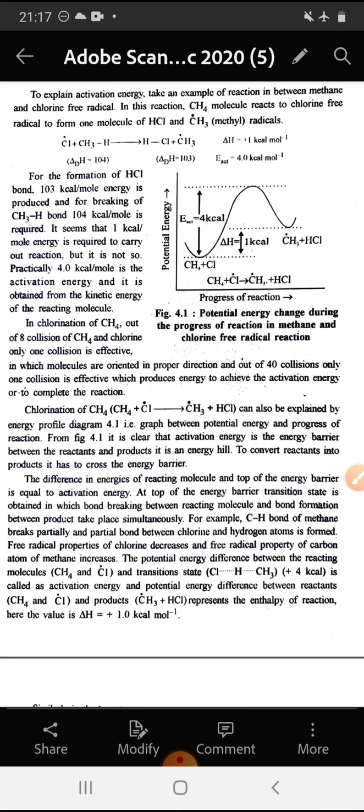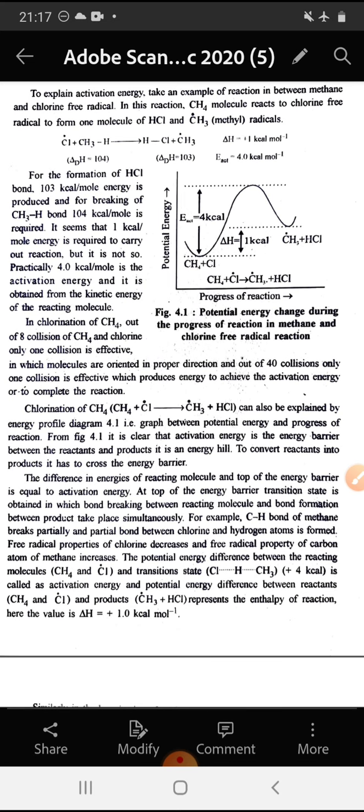At top of the energy barrier, transition state is obtained in which bond breaking between reacting molecules and bond formation between products takes place simultaneously. For example, CH bond of methane breaks partially and partially bond between chlorine and hydrogen atom is formed. Free radical properties of chlorine decrease and free radical properties of carbon atom of methane increases.